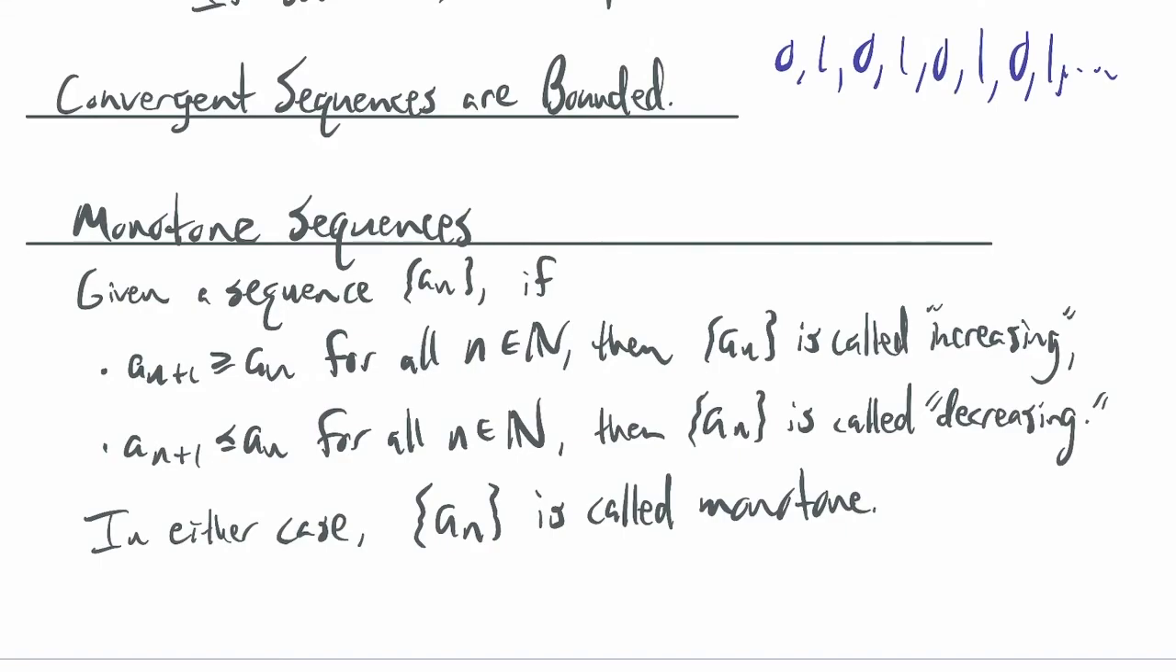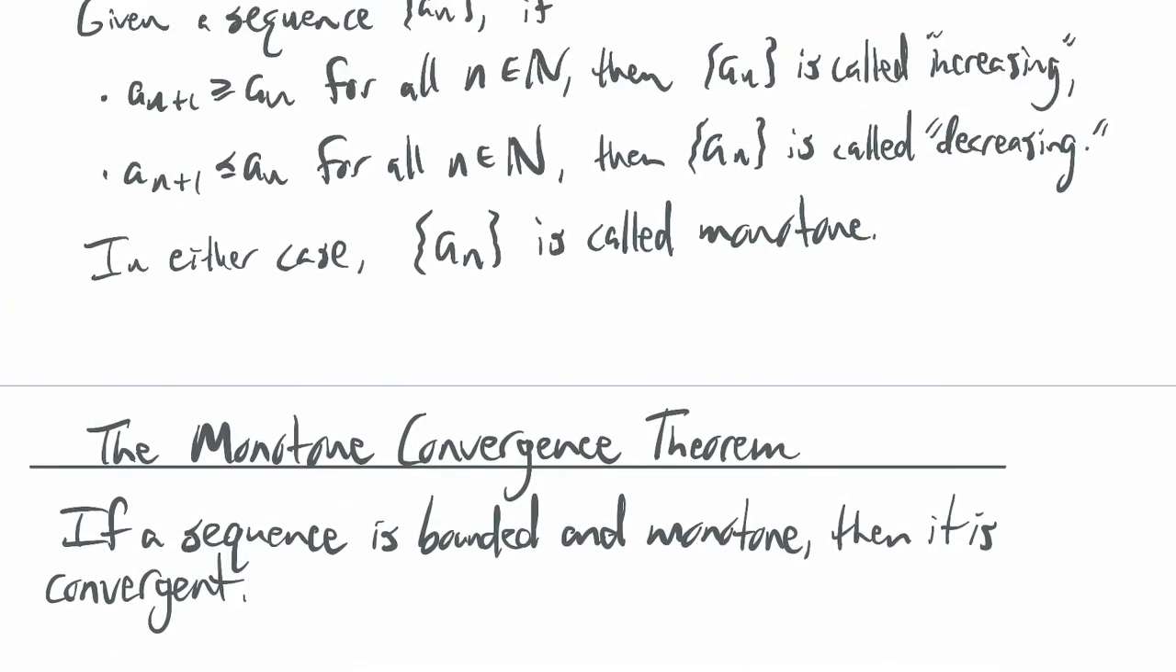Okay. So the next thing is the monotone convergence theorem. If a sequence is bounded and monotone, then it is convergent. So this was the other half. I said earlier, every convergent sequence must be bounded, but bounded sequences aren't necessarily convergent. But if they're bounded and monotone, then they are convergent.